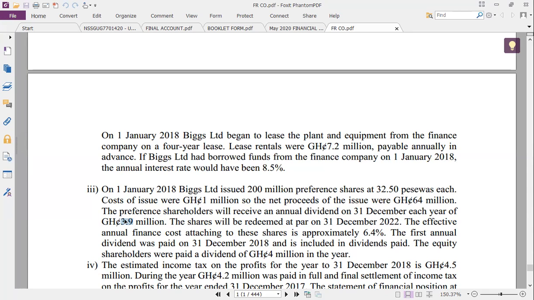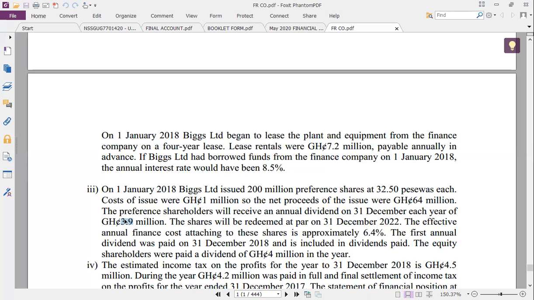So the first year, it will be the nominal rate. Then you find the effective interest rate and it becomes part of what? The finance cost. So therefore, there are two finance costs. One is coming from note 2, one is coming from note 3. Good. And then we are done. The first annual dividend was paid on 31st December 2018 and is included in the dividend paid. The equity shareholders were paid a dividend of 4 million each year.